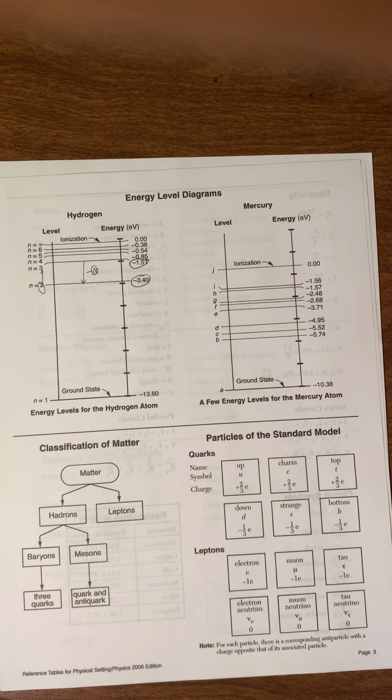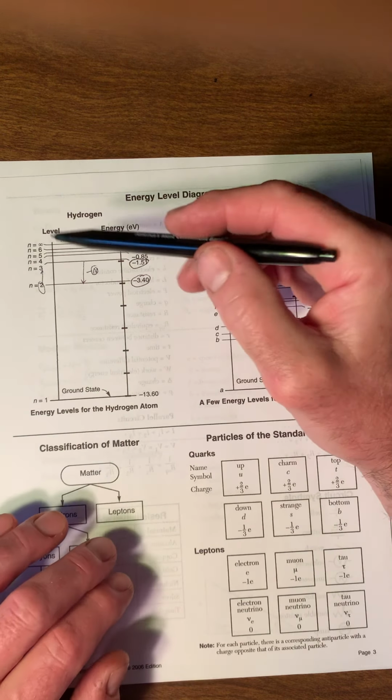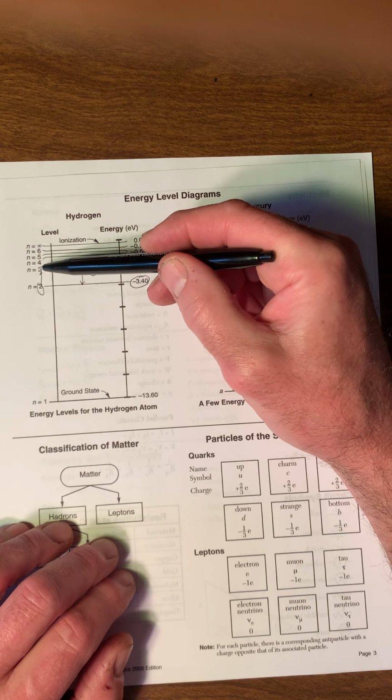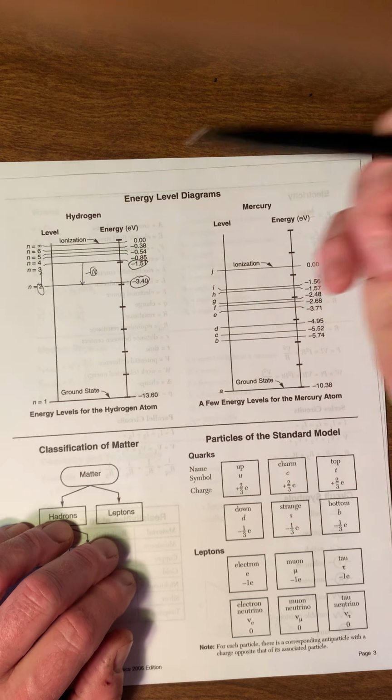That's kind of how solar cells work. But we're not going to do that. We're going to do, goes from n equals 2 to 3, drops back down. What kind of light is it?